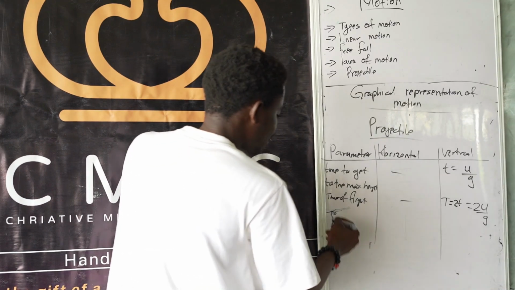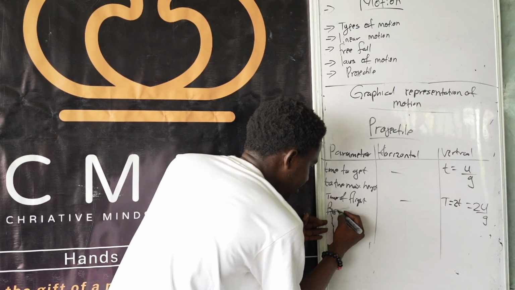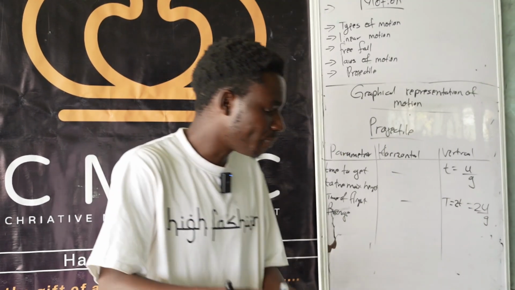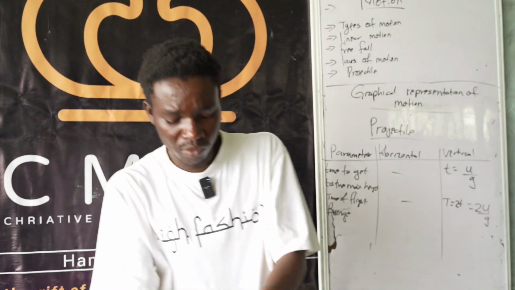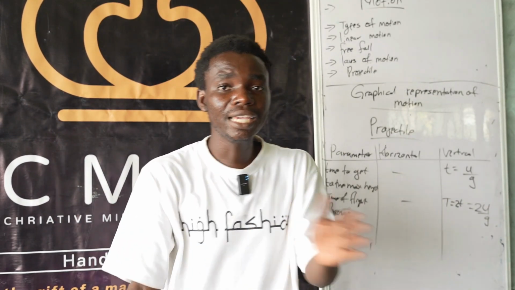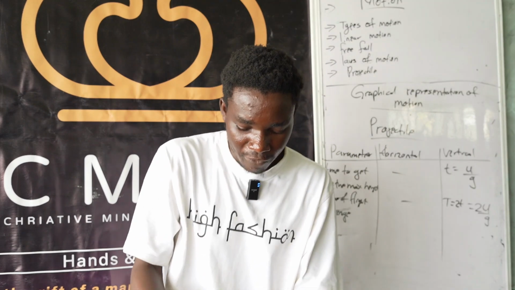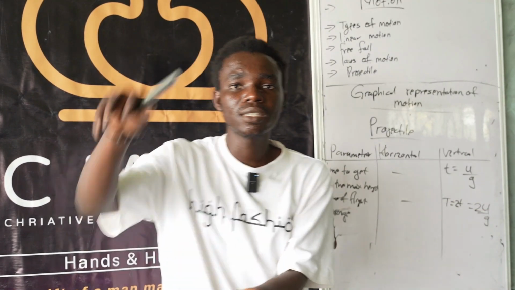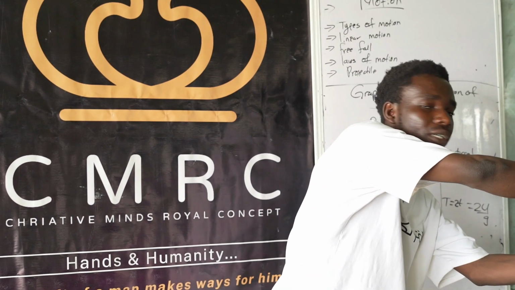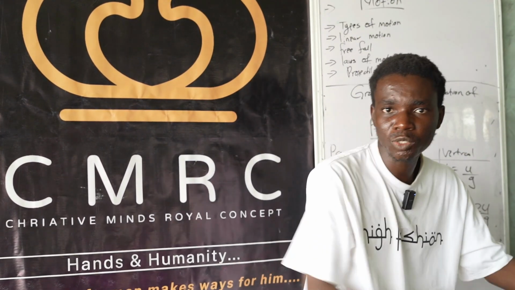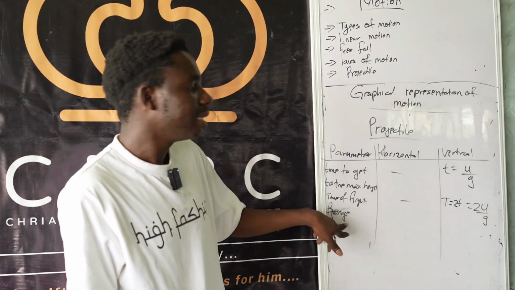Now, it might ask us to calculate the range. What is the range? The range is the horizontal distance between the point of projection and the point at which the projectile hits the projection plane again. For example, let's assume this is the projection plane. I projected it from this place. It goes like this, then gets to this point. From here to here, there's a horizontal distance in between. That's what we call the range.